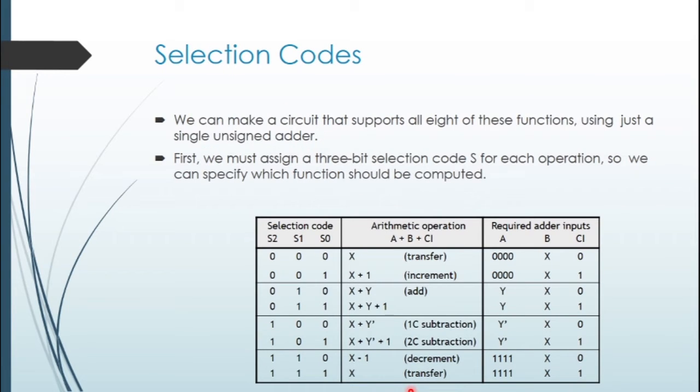Okay, the next thing, we can make a circuit to actually generate the input a. That is actually different. So we can use a 3-bit selection code for each operation, so we can specify which function should be computed according to the selection code. We have a 3-bit selection code, 000 to 111, S0, S1 and S2 are the selection bits that decide which operation is going to be performed. So for x transfer and increment, it's 000 and 001, and similarly 010 and 011 for addition, 100 and 101 for subtraction, and 110 and 111 for decrement and transfer.